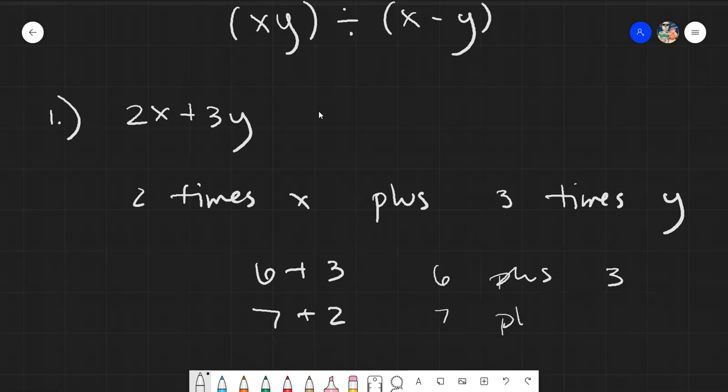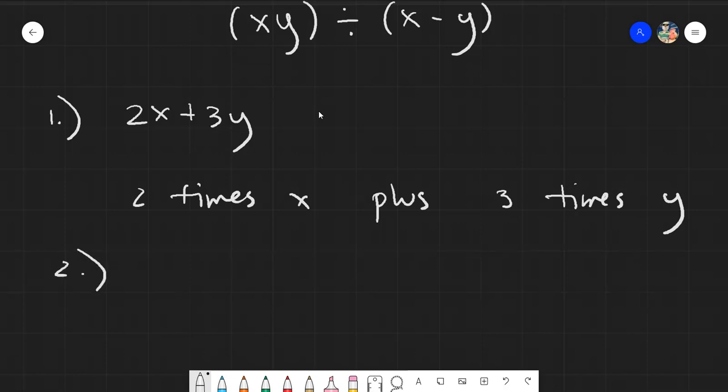I don't even know why translation needs to use those added or the sum, and so on. You write them as how you read them. 6 plus 3, 7 plus 2, and so on. Same goes: 2 times x or 2x, 2 multiplied to x, it's up to you, plus 3 times y. That's it. Don't use any other fancy way of writing them. You will be just wasting your time.